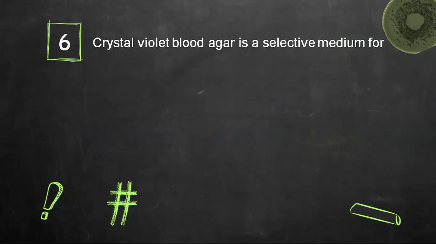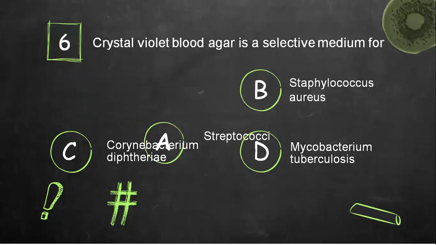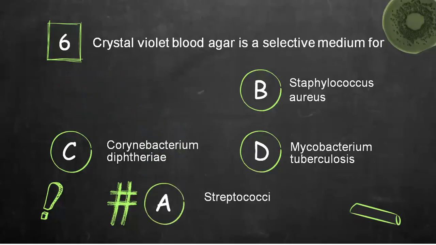Next question, crystal violet blood agar is a selective medium for option A, streptococci, option B, Staphylococcus aureus, option C, Corynebacterium diphtheriae, option D, Mycobacterium tuberculosis. Here the right answer is option A, streptococci. Crystal violet blood agar is a selective medium for streptococci. It allows the growth of only streptococci and it suppresses the growth of other bacteria.